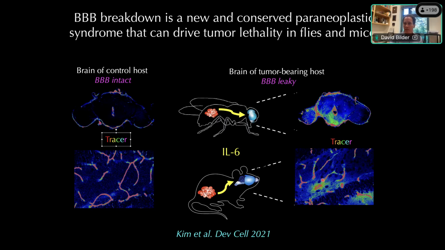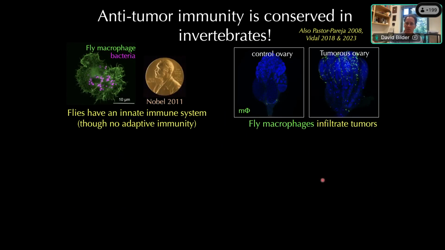Okay, so in the last third of my talk, I want to talk about one of the most exciting tumor-host interactions in all of cancer biology that I haven't talked about yet. And that is, of course, the interactions between tumors and the host immune system. So flies have a very robust immune system. They don't have adaptive immunity, so they don't have T and B cells, but they do have an innate immune system. That was actually the subject of the 2011 Nobel Prize.